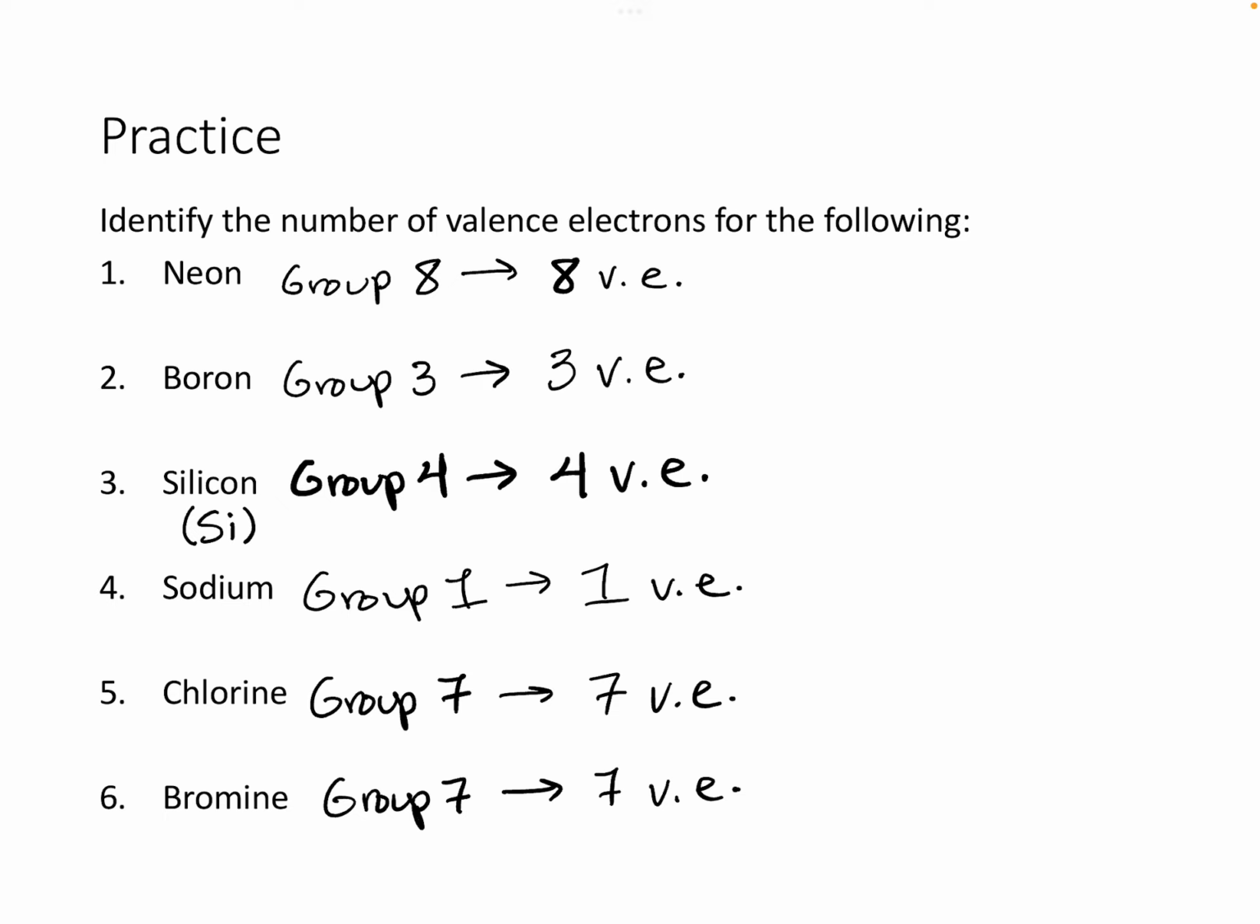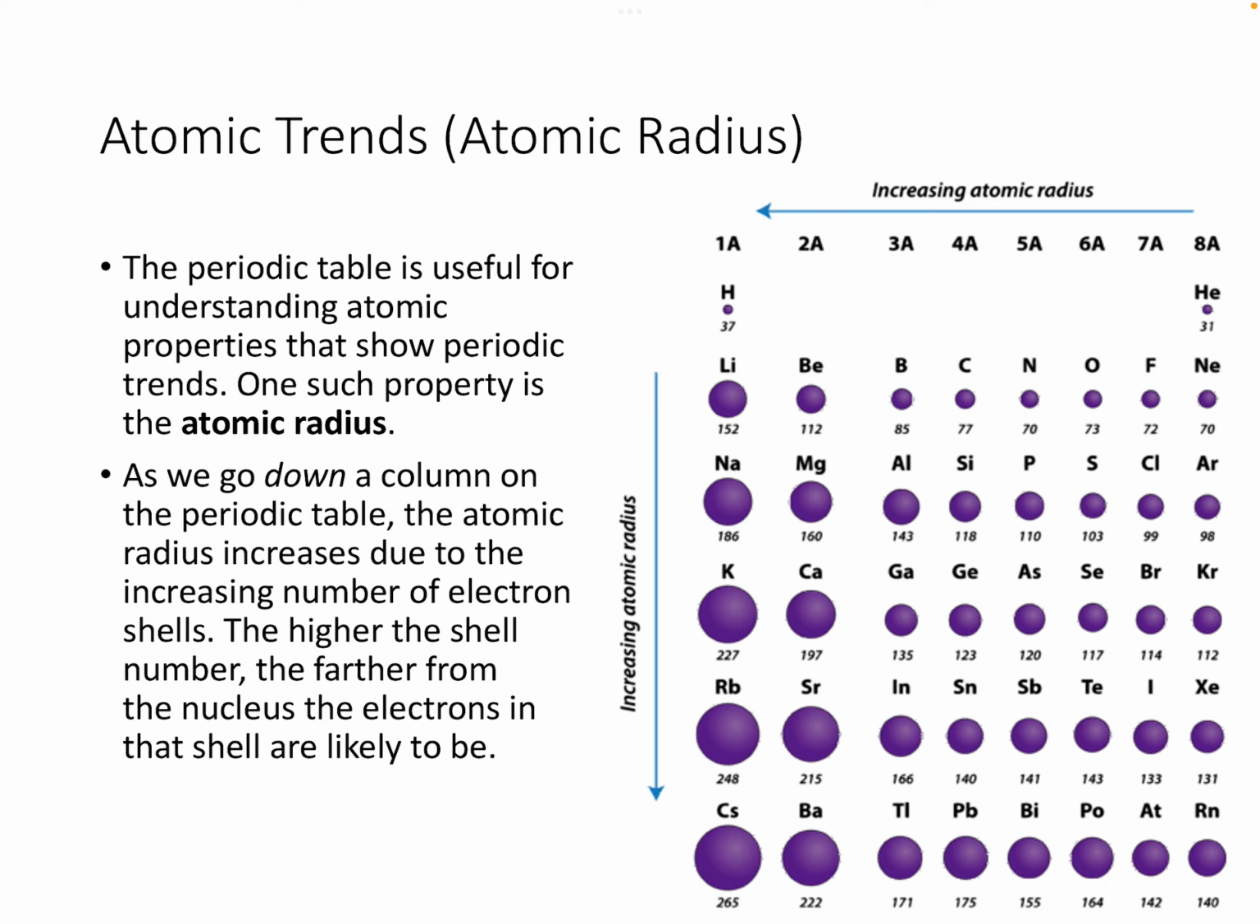All right, so one last thing we're going to cover here in terms of periodic trends. We're going to look at the size of these atoms or elements. So let's talk about atomic radius. Now, you might remember from your math classes that a circle has a diameter, which is the full width, right? And the radius is half of that. So that's what we're considering when we talk about atomic radius.